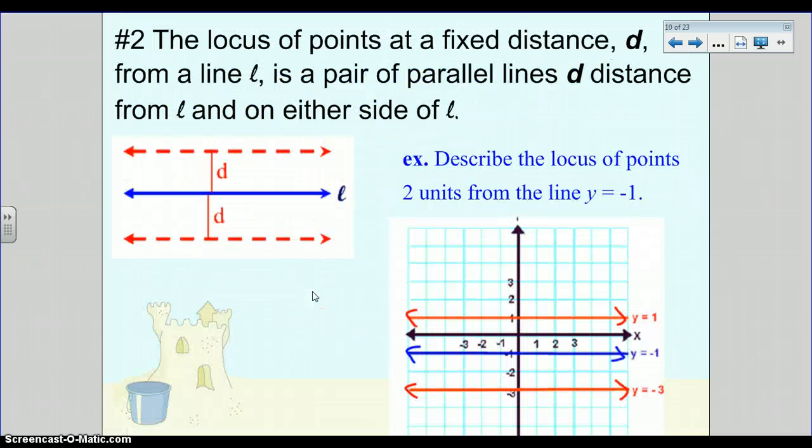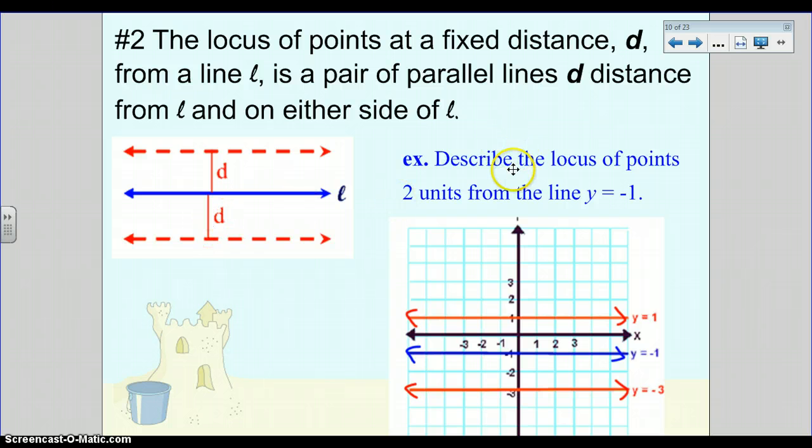The second type of locus, at a fixed distance d from a line L, so we're given L, at a fixed distance d, the locus would be a pair of parallel lines d distance from L on either side.